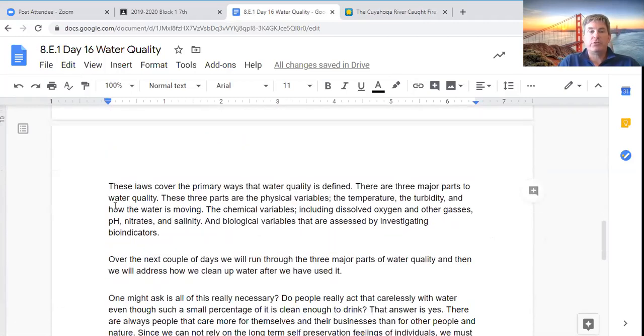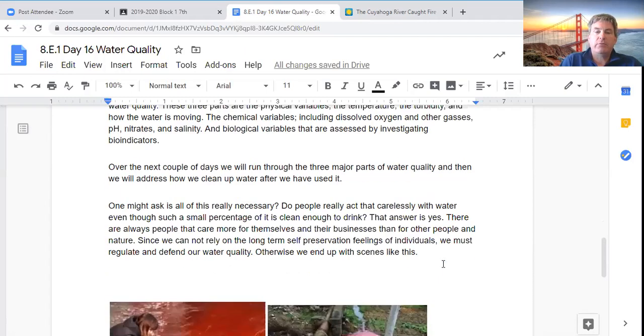There are three major parts to water quality. These three parts are the physical variables: the temperature, turbidity, how the water is moving. The chemical variables, including dissolved oxygen and other gases, pH, nitrates, salinity. And the biological variables that are assessed by investigating the bioindicators. We'll go over the next couple of days. We're going to run through all three of those and address how we do it.